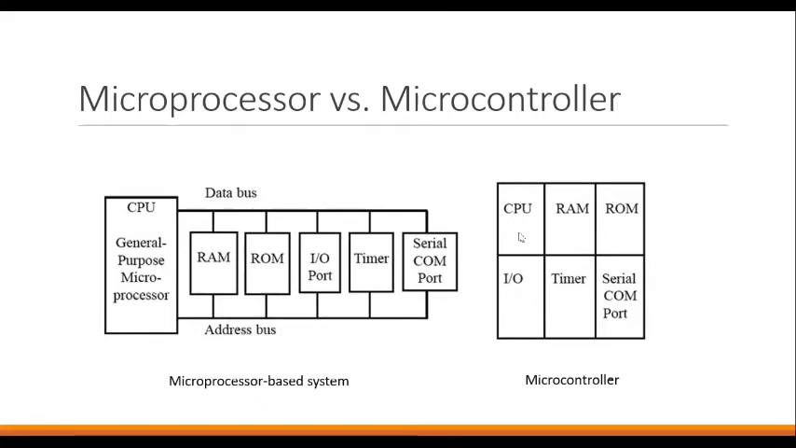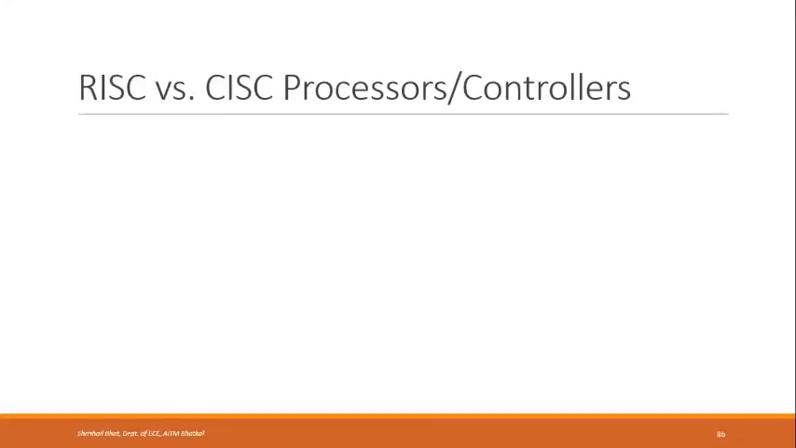Whereas if you consider a microcontroller, along with the CPU, there is memory, that is RAM and ROM, and IO ports, timer and serial communication port, everything embedded into a single chip. Whereas here, only the processor is on a chip and other things are connected externally. In a microcontroller, all these things are on a single chip. Then we have certain differences based on the architecture of processors and controllers.